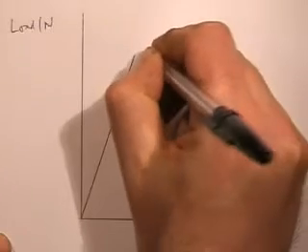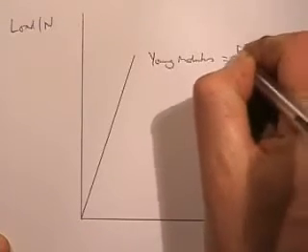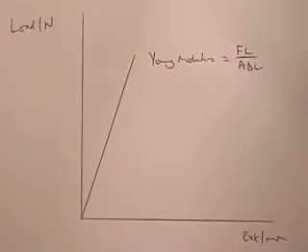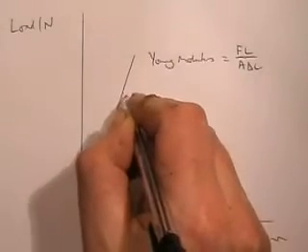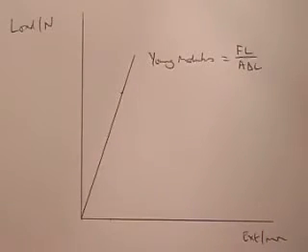Well, remember the formula, and we take the one from the data sheet, FL over A delta L, and we'll look at the graph. Now if we wanted to, we could read off one value of force and one value of delta L, and we could put those values into the equation. But actually when a question says use the graph, you should really be using as much of the graph as possible.